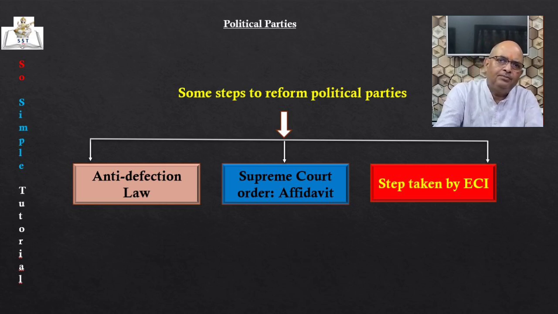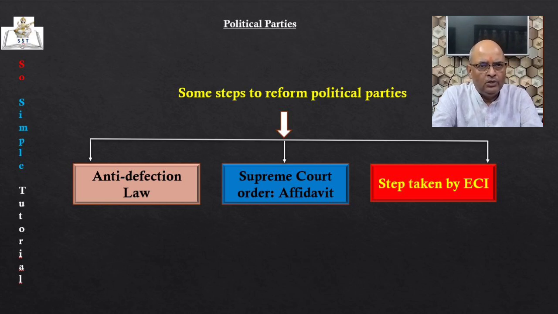First, enactment of anti-defection law. This law, students, was enacted by our Parliament in 1985. It says that if any MLA or MP changes parties, he or she will lose the seat in the legislature. This new law has helped bring defection down. MPs and MLAs must accept whatever the party leaders decide.